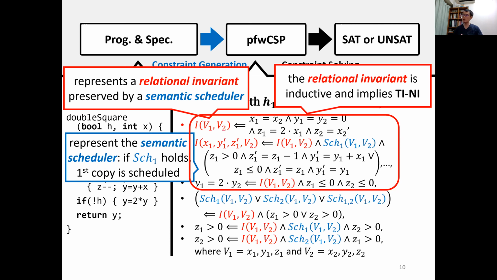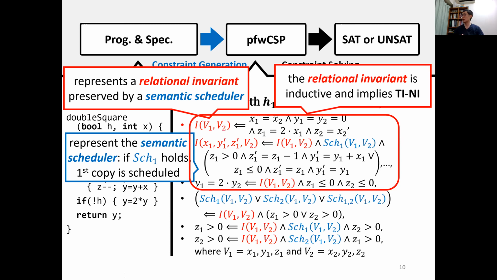What I just said is the usual inductive invariant to prove safety or K-safety properties. However, there is a caveat that is atypical: we have this SCH, which represents a semantic scheduler. Roughly, SCH1 holds if the first copy is scheduled to move. SCH2 holds if the second copy is scheduled to move. SCH12 holds if both copies are scheduled to move. So this clause says that if the first copy is scheduled to move, then doing the move on the first copy from any state that satisfies the invariant, the post state remains to satisfy the invariant.